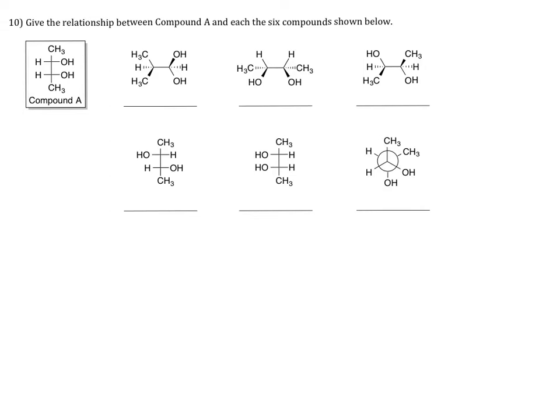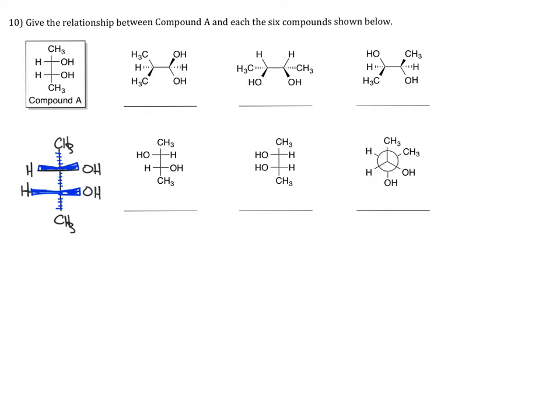By definition, all vertical bonds on the Fischer projection are pointed away from you. So let me just redraw it. Here's our Fischer projection. By definition, these vertical bonds are dashes because they're pointed away from us, the viewer. All of the vertical bonds. And the horizontal bonds, these are wedges because they're pointed towards us.